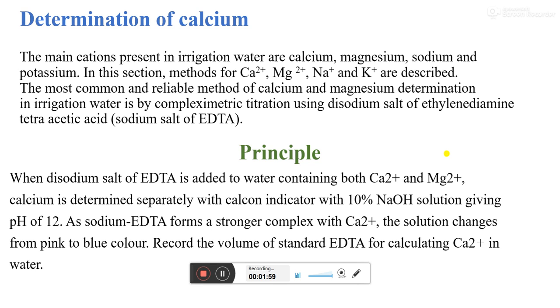So calcium and magnesium are determined separately. In the case of calcium, it is determined by chalcone indicator. As sodium EDTA forms a stronger complex with calcium, the solution changes from pink to blue color. So while working in titration, the color changes from pink to blue. Record the volume of standard EDTA for calculating calcium in water. When titrated against EDTA, record the volume required.